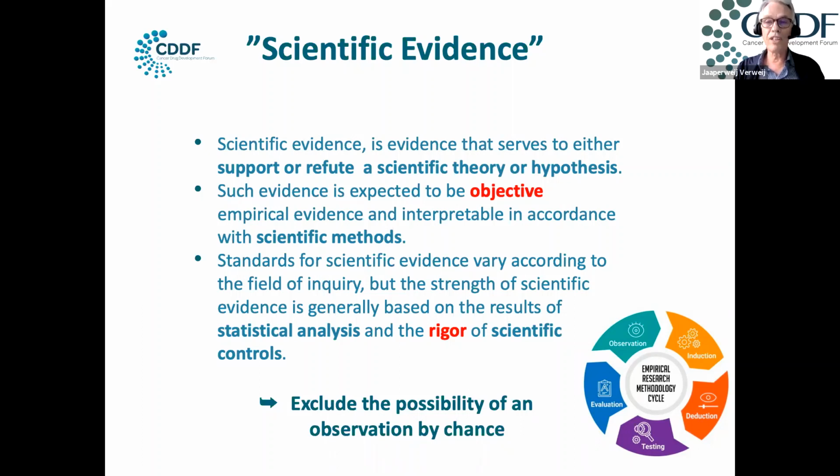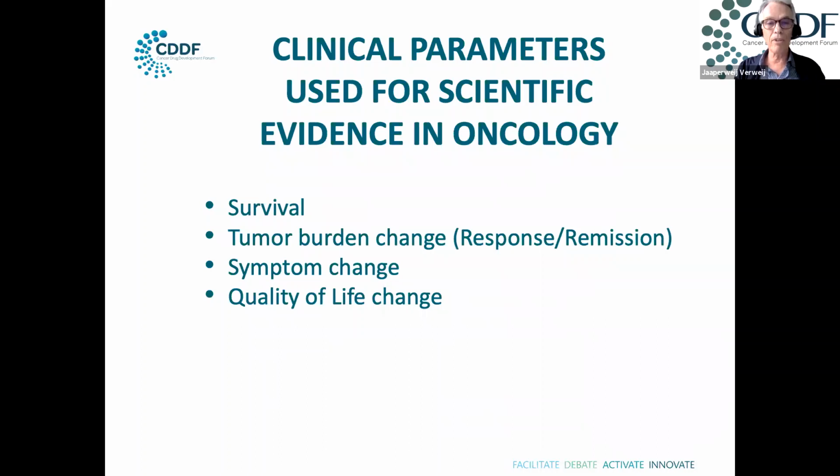Now, if we go to clinical science, clinical parameters that are used for scientific evidence in oncology, this is not an endless list, but these are the most important ones that we are currently using. And I'll discuss those briefly. So survival is one thing. Tumor extent or tumor burden and the changes in the tumor burden is another thing. Symptom changes, very important for patients, of course, are another thing, and quality of life changes are the fourth thing. And there are additional ones that I'll briefly discuss in one slide later on.